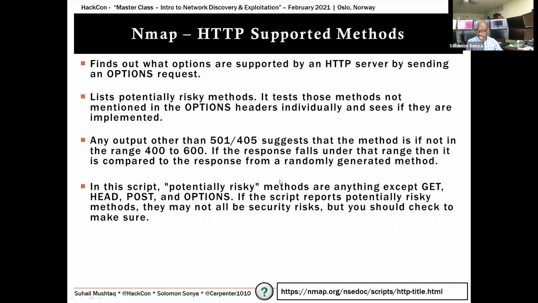Now, potentially risky methods are anything except your GET, HEAD, POST, and OPTIONS, right? It could report things that are risky. It might not always be. We just have to be on our guard to see what it's going to report and then understand that. Is that truly risky or is it not?